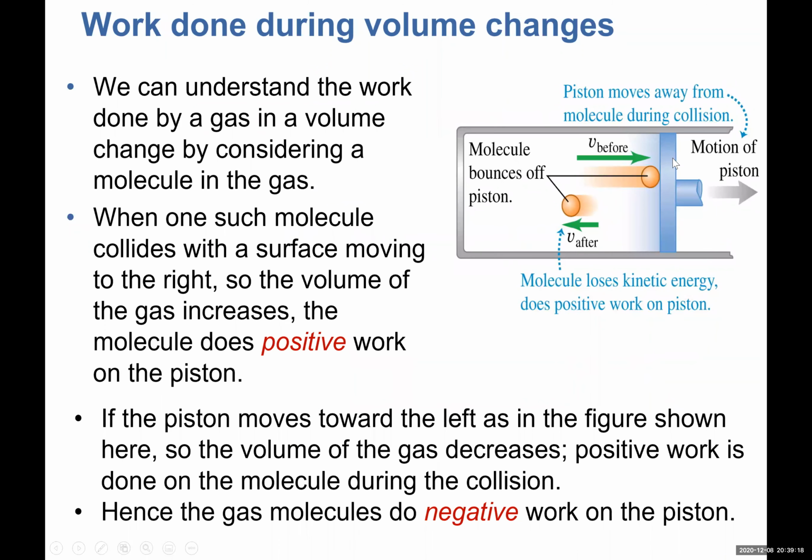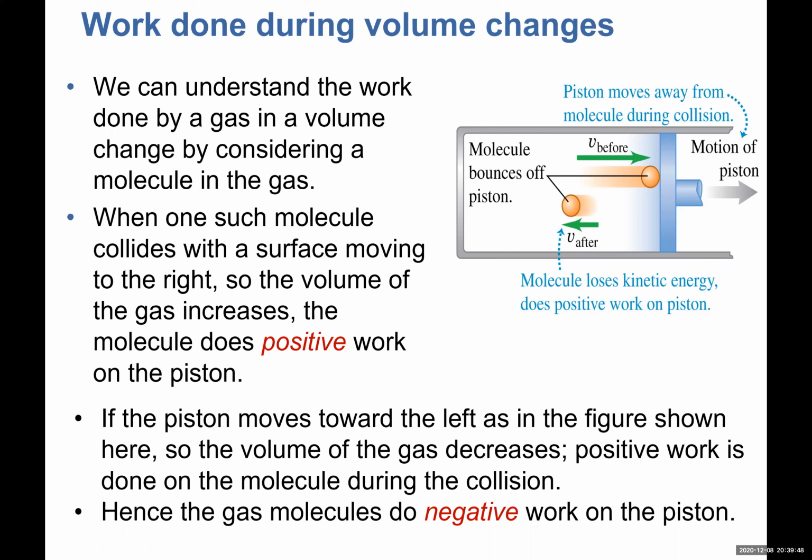All right. So, in terms of the work done, there are several equations depending on what type of process we have. So, we're going to talk about all of those. We can understand the work done by gas in a volume change by considering molecules in the gas. For example, you have a container with some kind of fluid inside, and there is a movable piston.